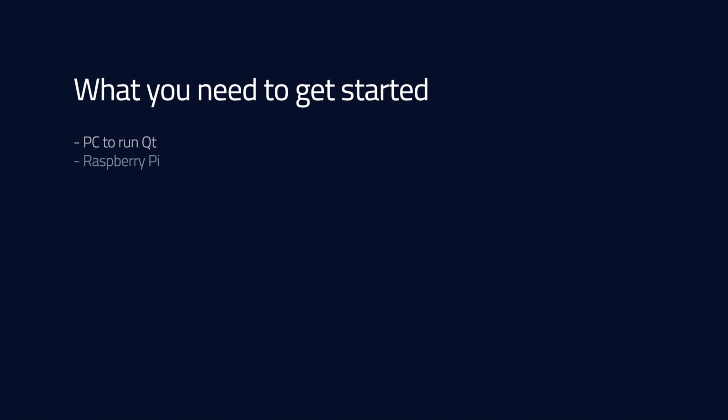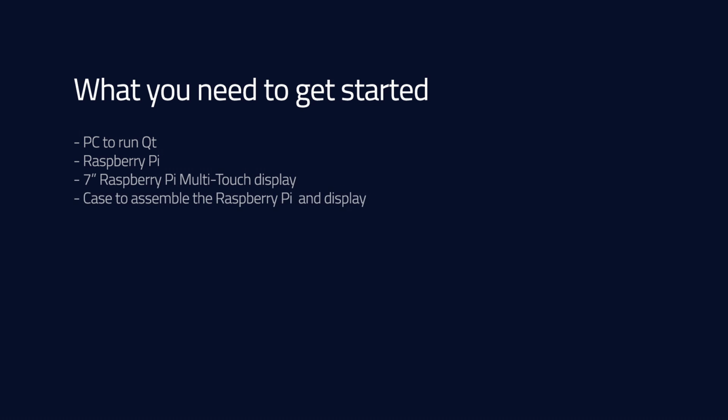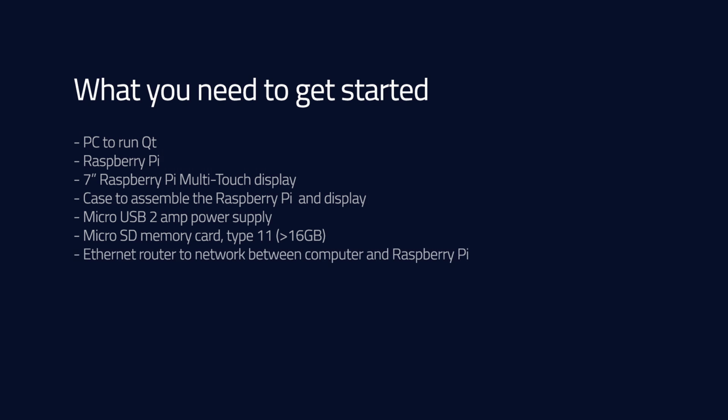You'll need a Raspberry. I'll be using Raspberry Pi 3B. You need a 7-inch Raspberry multi-touch screen. You need a case. You will need a micro USB 2-ampere power supply to run your Raspberry. And you will need a micro SD memory card that should be type 11, minimum 16 gigabytes. And you need an Ethernet router to create a network between your computer and your Raspberry.